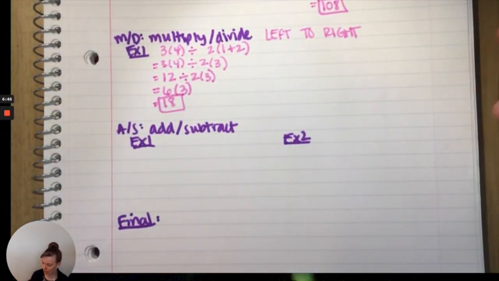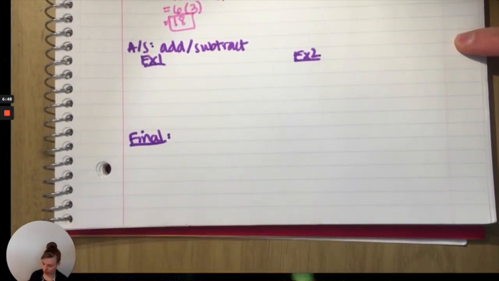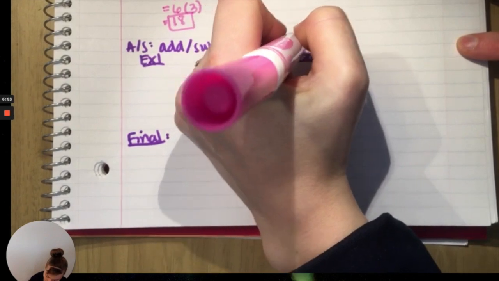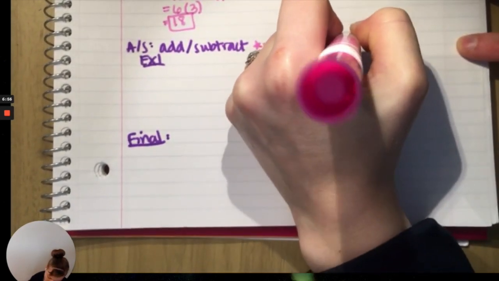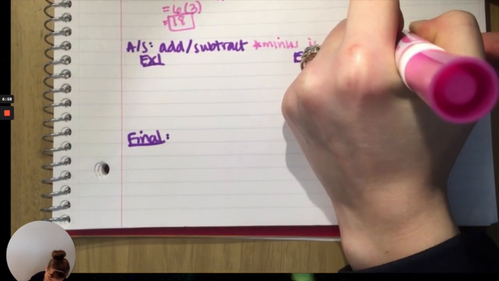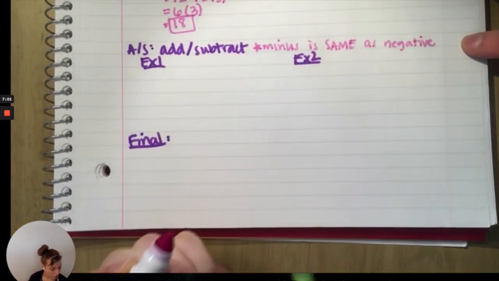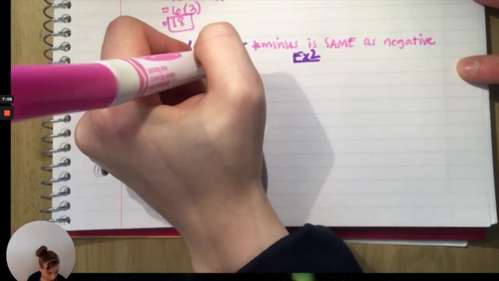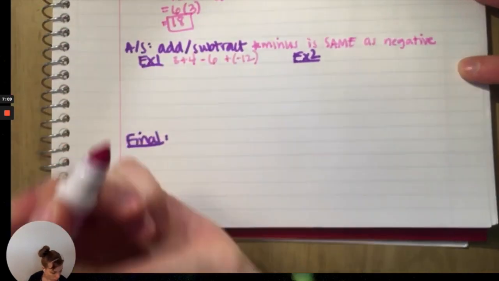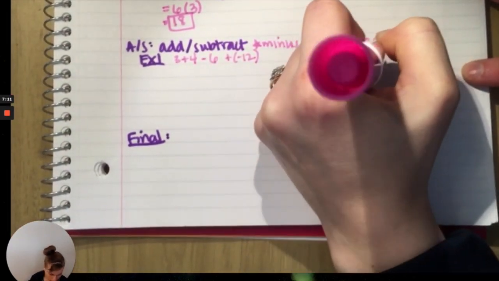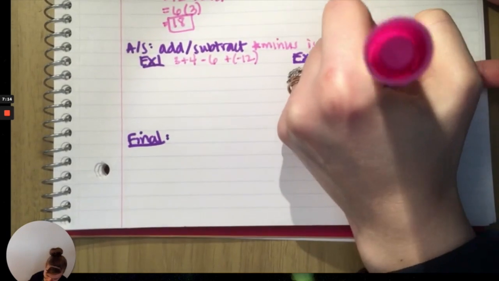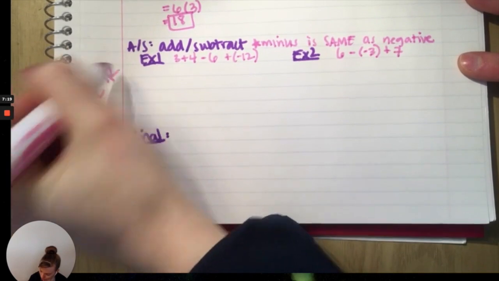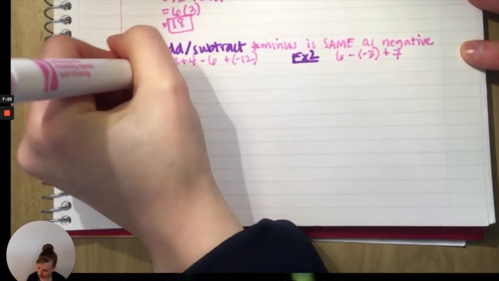Addition and subtraction. Again, we're going left to right, and remember that a minus is the same as a negative. All right, so example 1, we're going to have 3 plus 4 minus 6 plus negative 12. I'm going to write this one out too. Okay, so left to right, left to right, left to right. 3 plus 4 is 7.